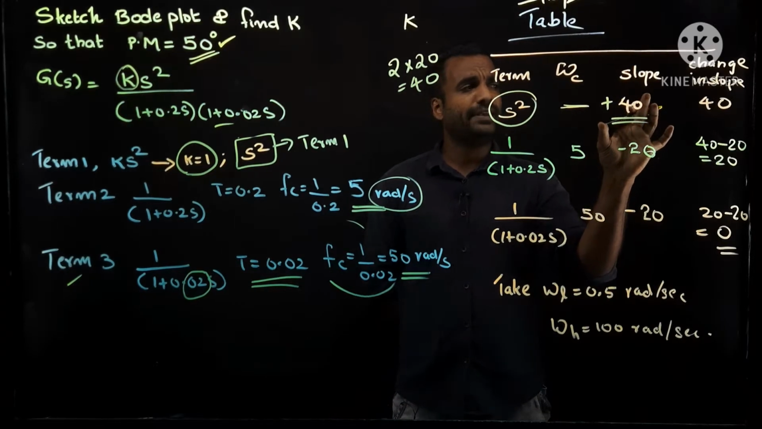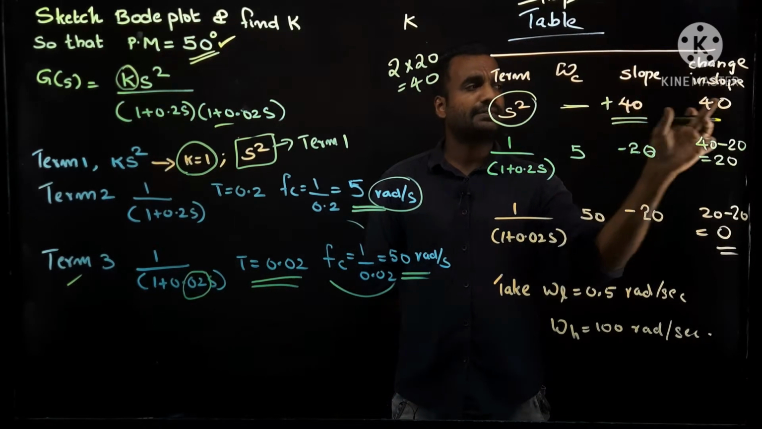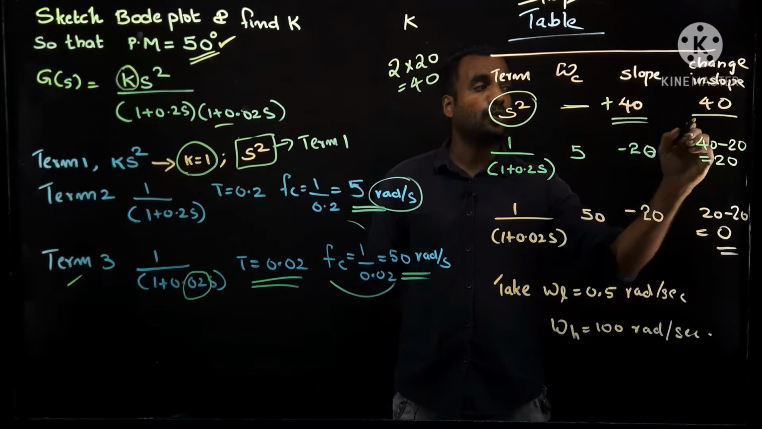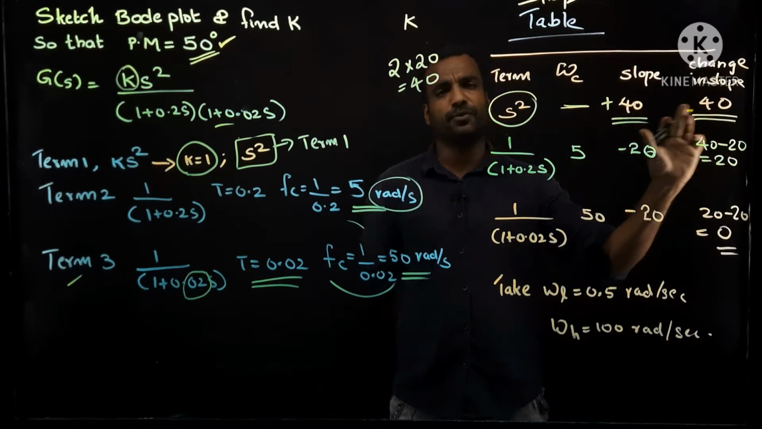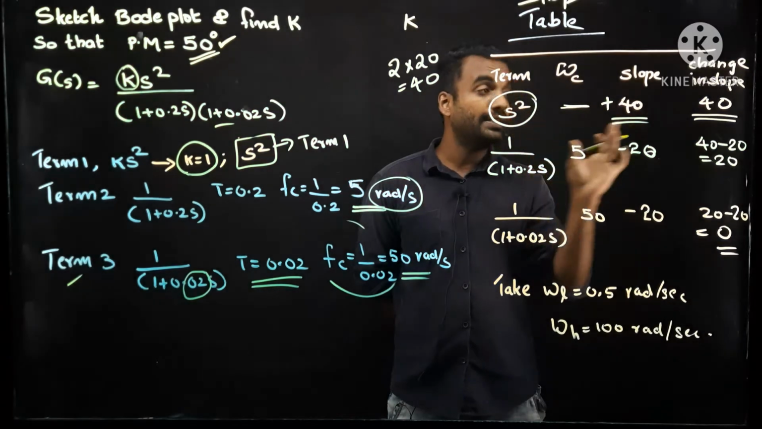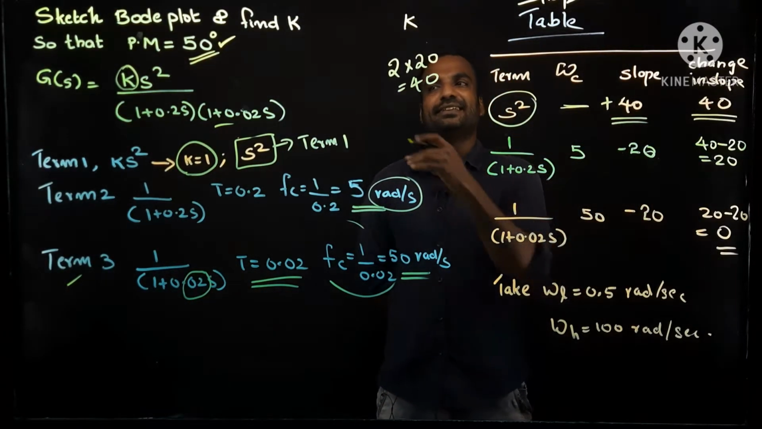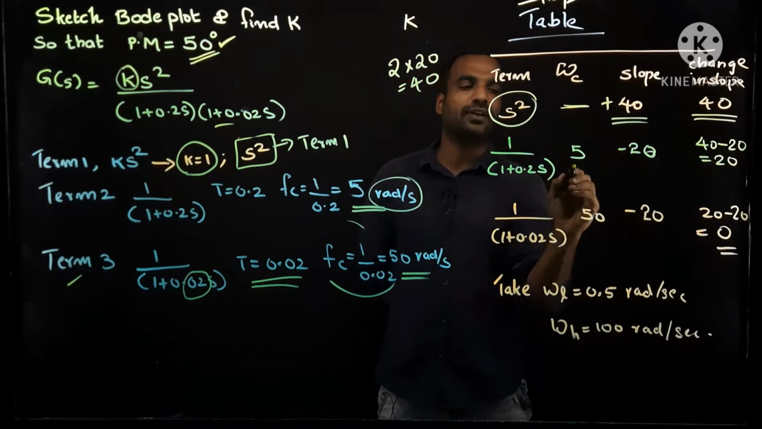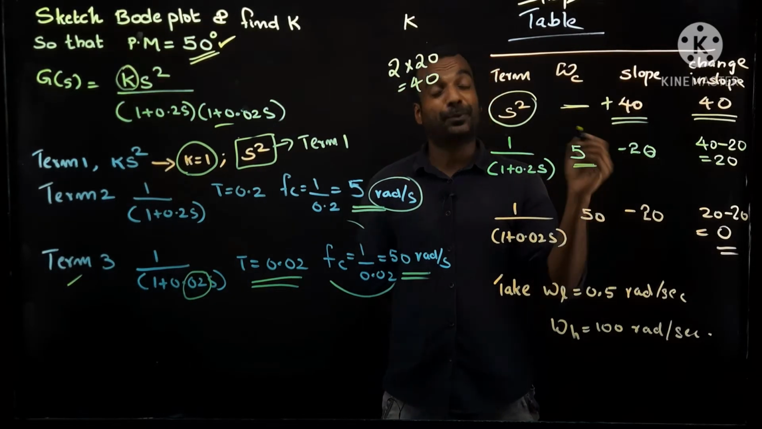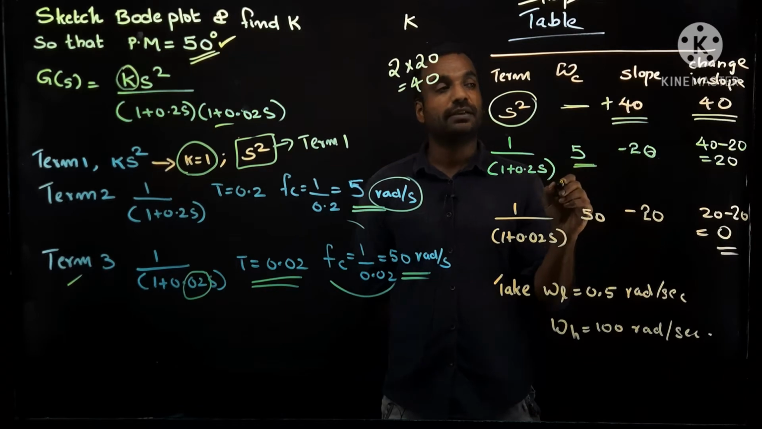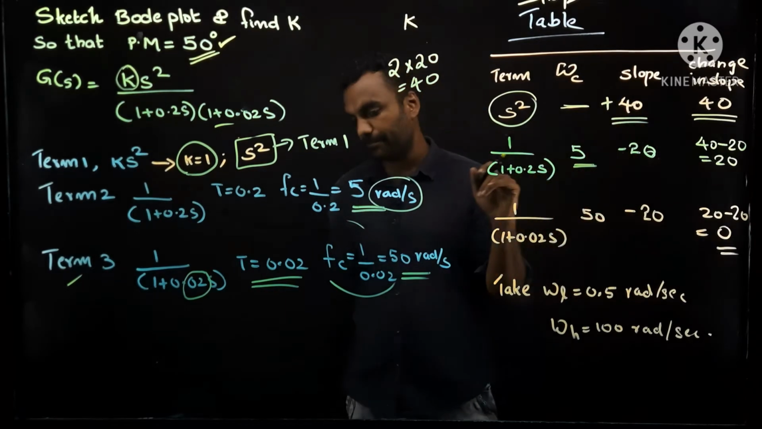Its slope will be taken as the slope of the entire plot. Change in slope is 40 itself because no other terms are there. So initial slope is 40 dB per decade. That means the plot is coming to its first corner frequency. Up to the first corner frequency of 5, the slope will be 40 dB per decade.